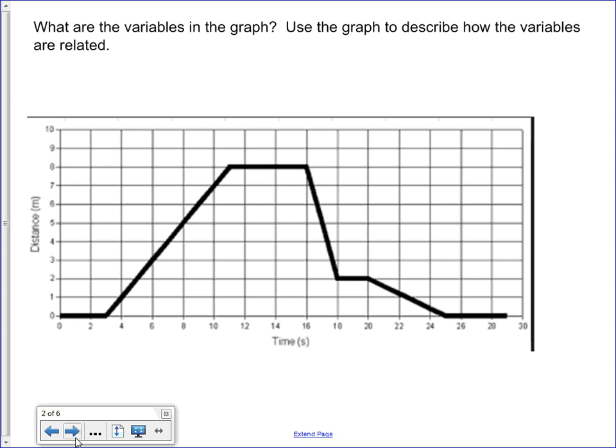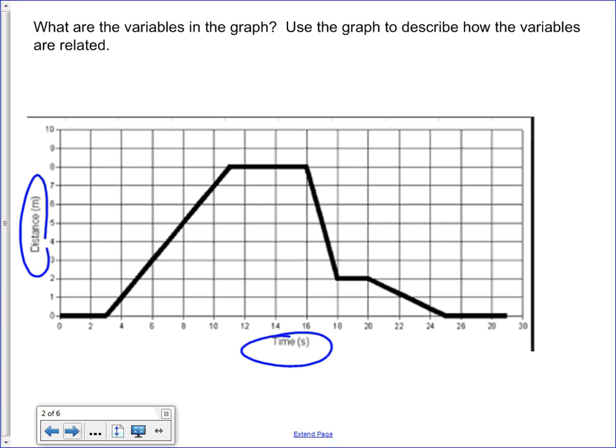Okay, so here's the type of problem that you're going to see. It's going to ask you something: what are the variables in the graph? Use the graph to describe how variables are related. So obviously, the two variables are given to you by the labels on our graph. So we've got time and we've got distance. Those are two variables.